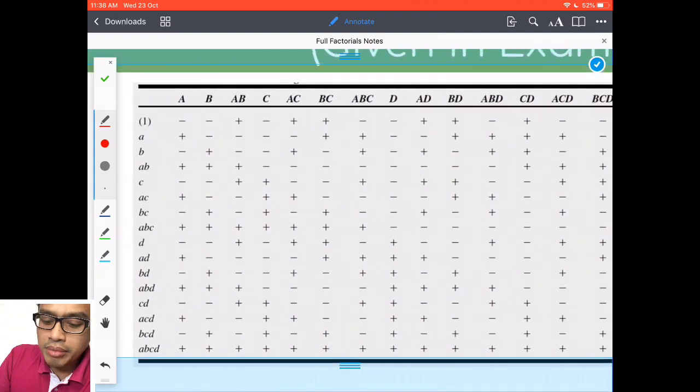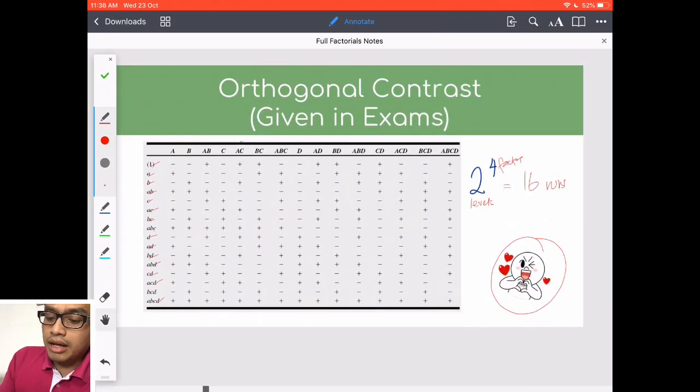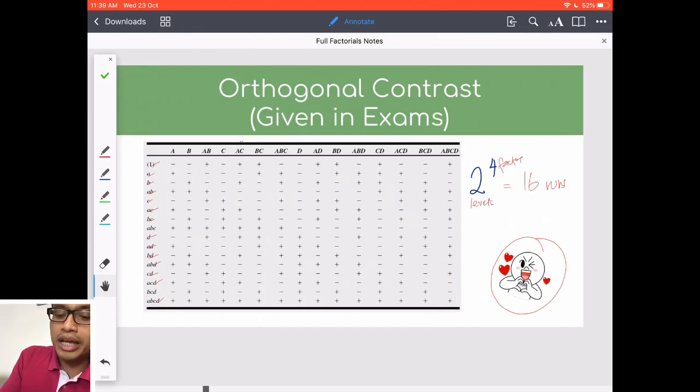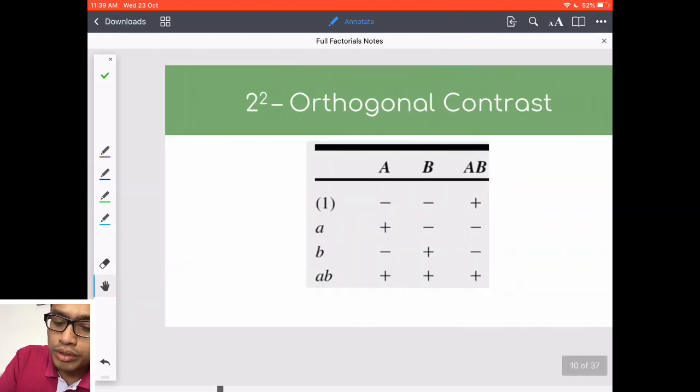1, a, b, ab, c, ac, bc, abc, d, ad, bd, abd, cd, acd, bcd, abcd, right? From this section, you can actually extract 2 to the power of 3 and 4. So on the next slide is 2 to the power of 2, right?